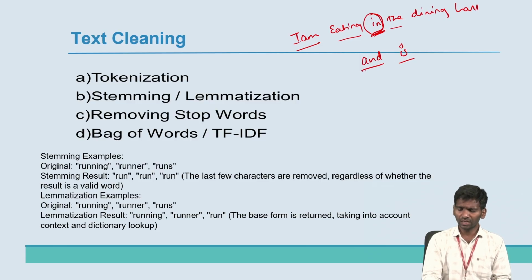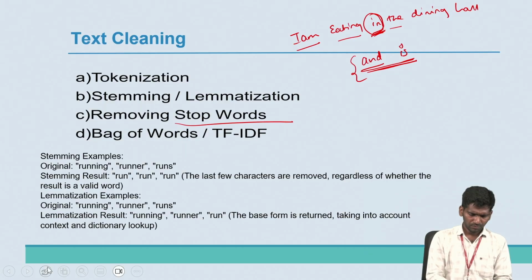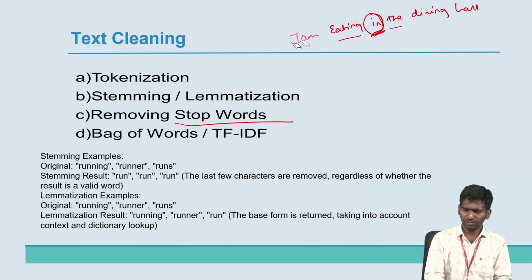So like this, there are some stop words. Stop words are words which have no meaning of their own. So we can remove them, right? If there is no meaning to these words, we can remove them before converting our text into vectors. That is the use of removing stop words.